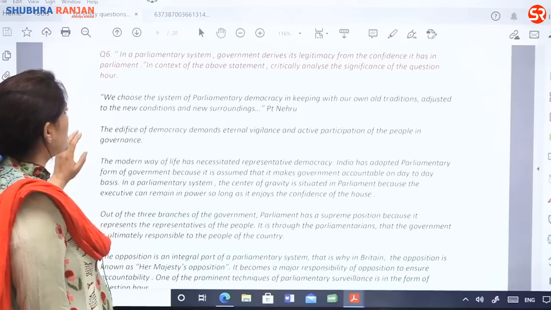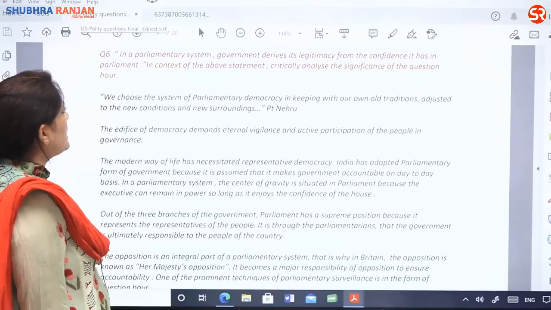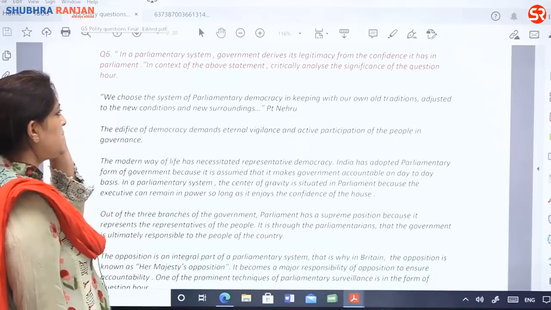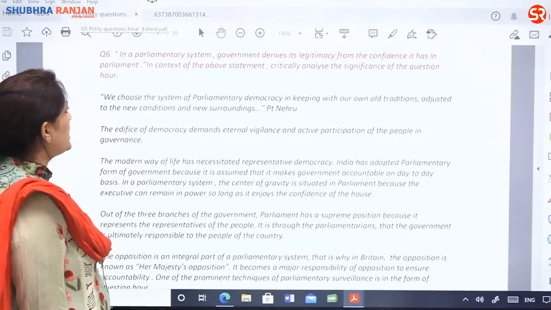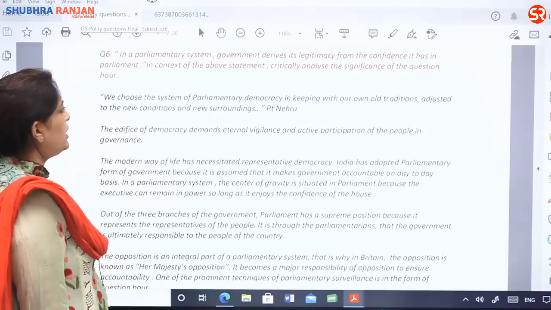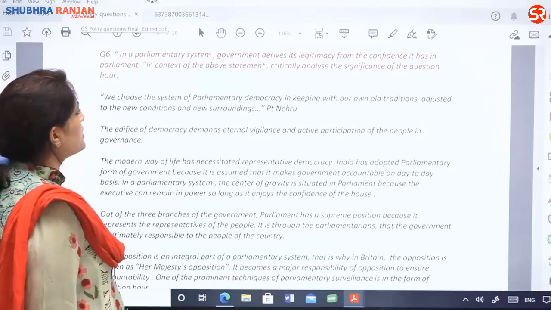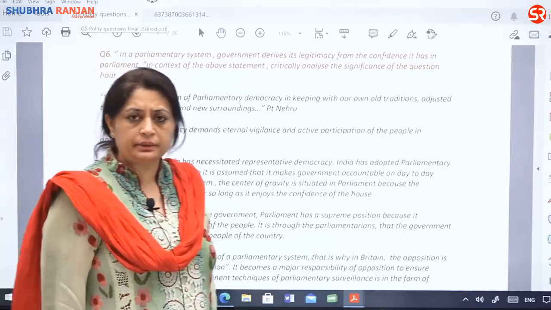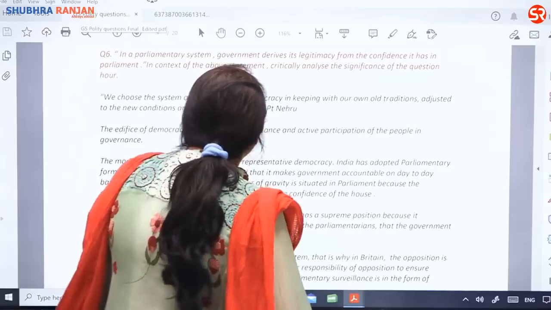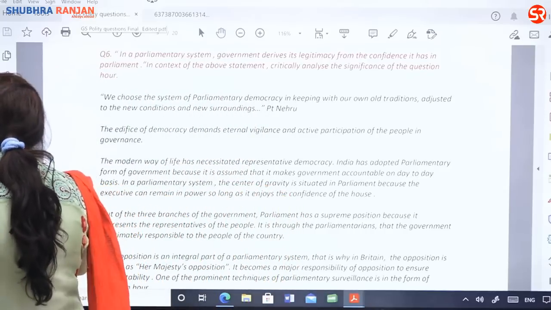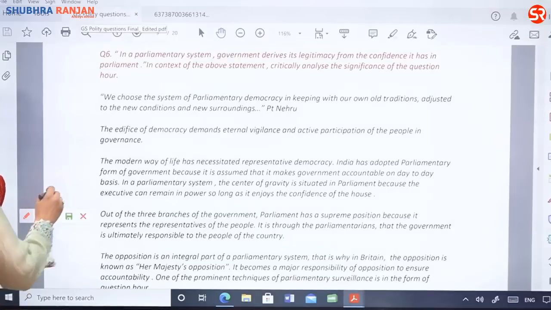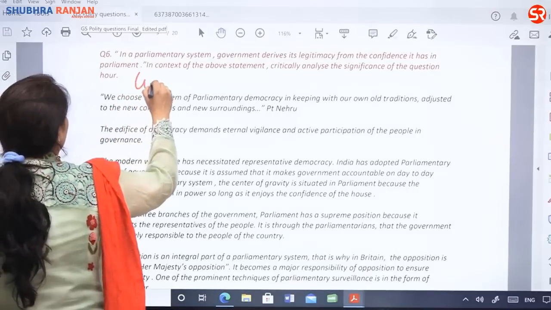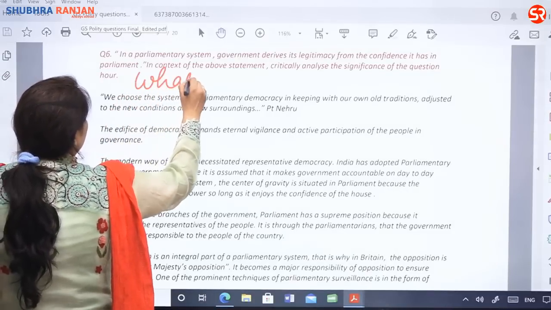Now the next question: in a parliamentary system, government derives its legitimacy from the confidence it has in parliament. In context of the above statement, critically analyze the significance of the question hour. Okay, so what is expected here? You should explain what is a parliamentary system.